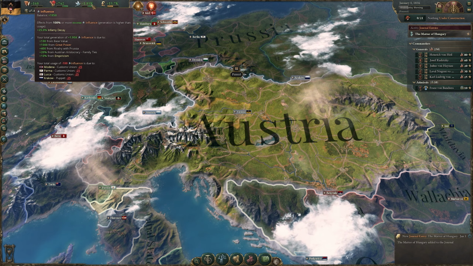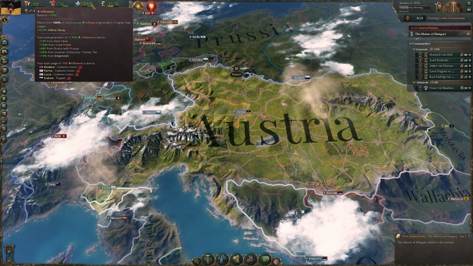You can see there, because we are a great power, we actually get a lot of influence. Rivalry with Prussia gains us a lot as well, and family ties to the Austrian aristocracy, a range of things. But regardless, the influence is used for several things. And we can see some diplomatic actions like improving relations or setting up alliances, even getting in some customs union.